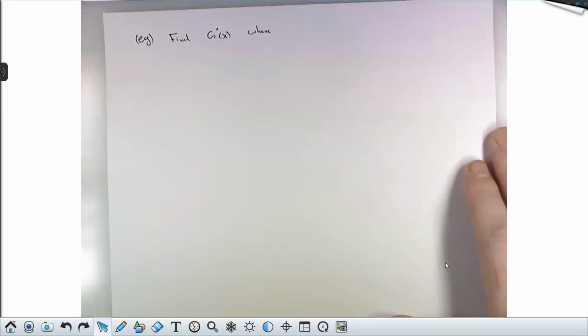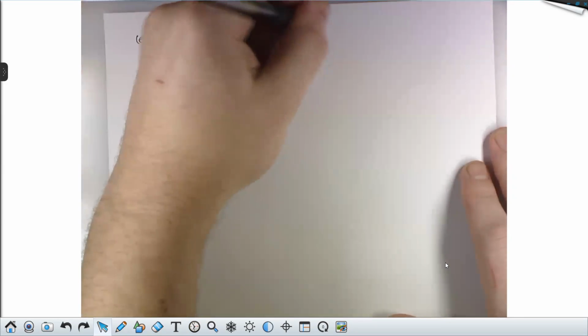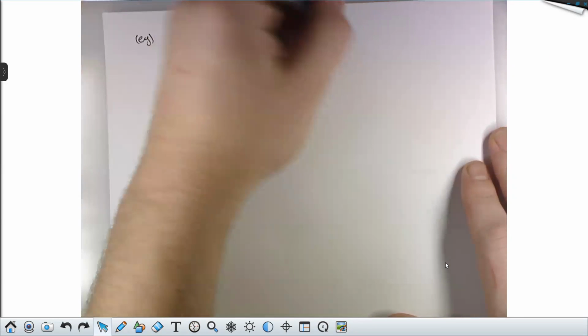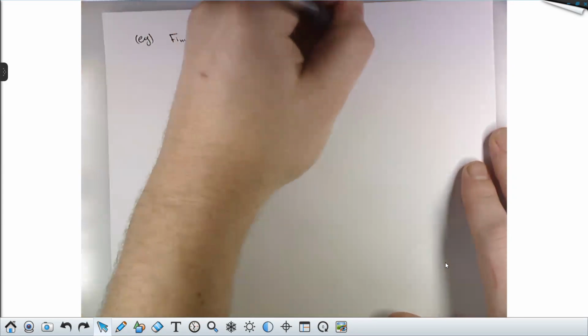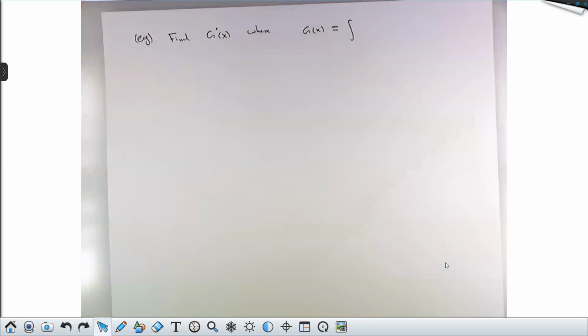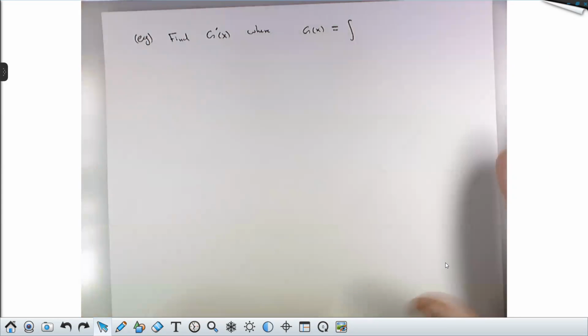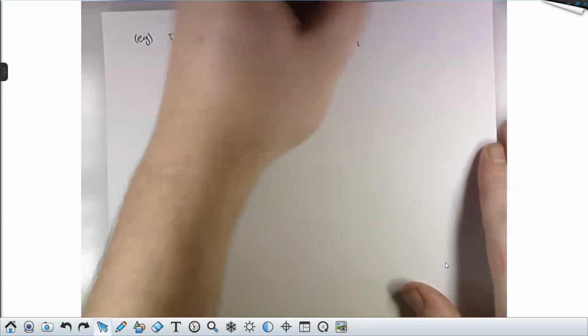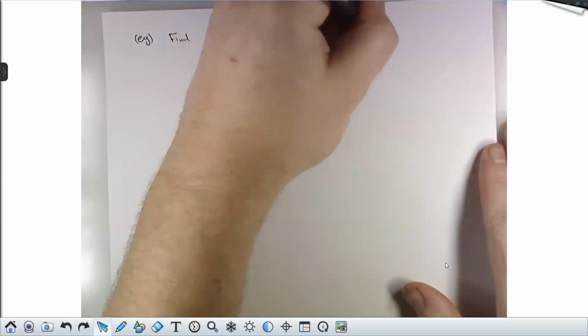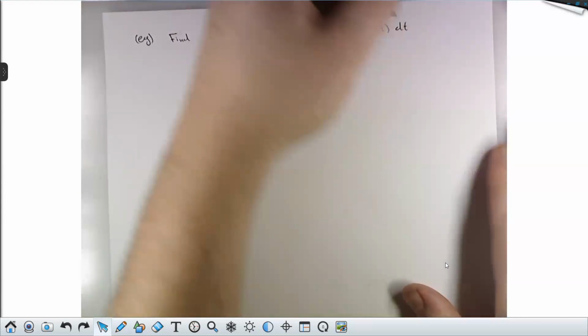Let's find capital G prime of x, where g of x is equal to the integral from, let's see, yeah, let's do that. Say the integral from 1 up to x of the natural log of t dt.